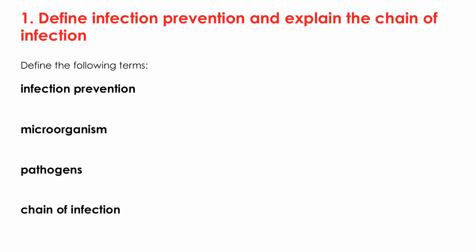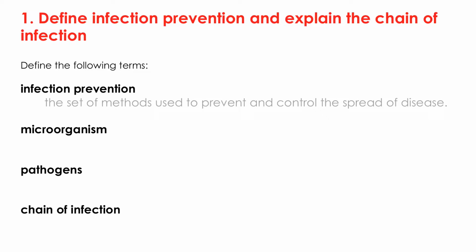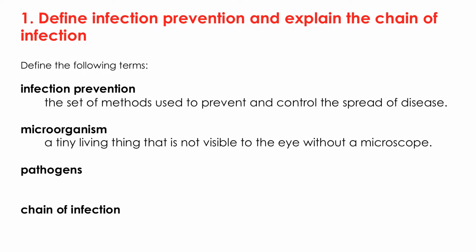Infection prevention is the set of methods used to prevent and control the spread of disease. Microorganisms, on the other hand, are tiny living things that are not visible to the eye without a microscope. You'll be surprised how many microorganisms are living on you at this moment, especially on your nails and hands if you're not washing them correctly. Even if you are really stringent about washing your hands, there are still chances of microorganisms being left in the area.